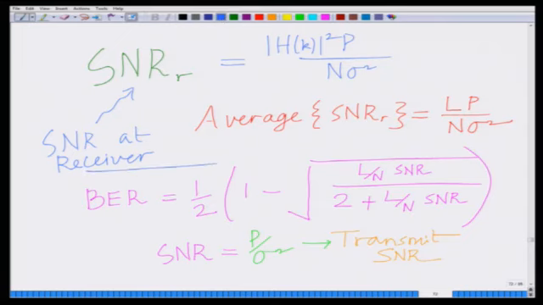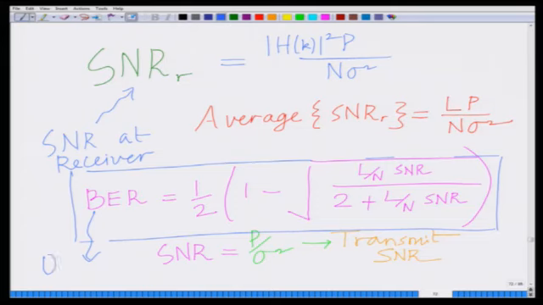So, the bit error rate of this OFDM system is half into 1 minus square root of L over n SNR by 2 plus L over n SNR. This is the bit error rate of my OFDM system.